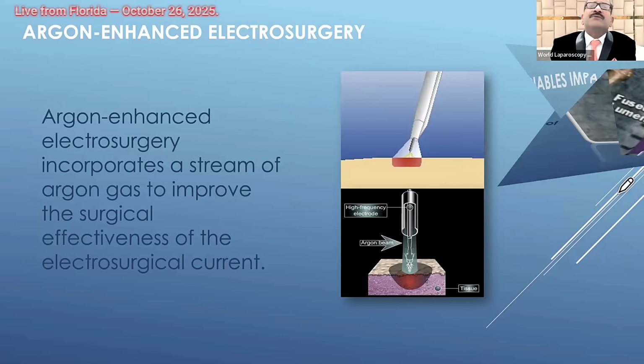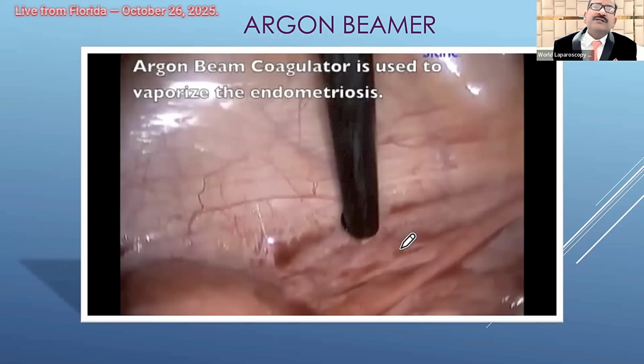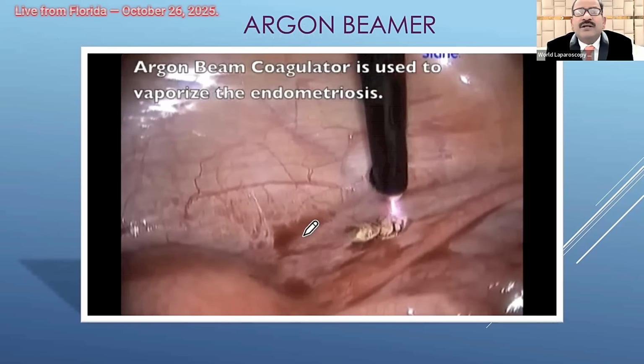Now we will discuss some of the advanced energy sources. One of the good advanced energy sources is argon enhanced electrosurgery. In that, argon gas is a conductor of electricity. So here the argon gas is discharged, and due to argon gas, it will improve your fulguration effect. Normally fulguration you cannot do from 1 or 2 centimeter, but with the argon beamer, even if you are at a little distance, you can do. So argon beamer is very useful.